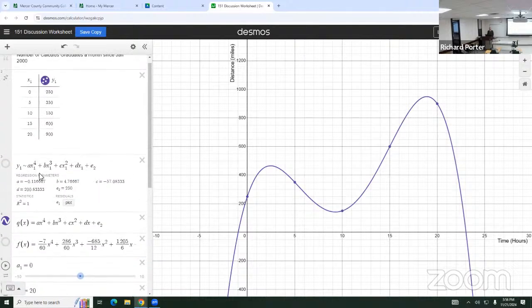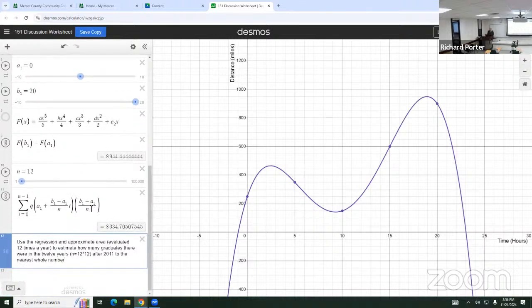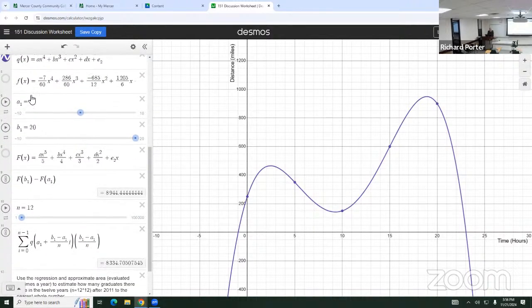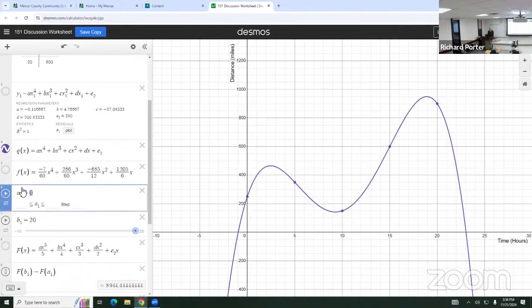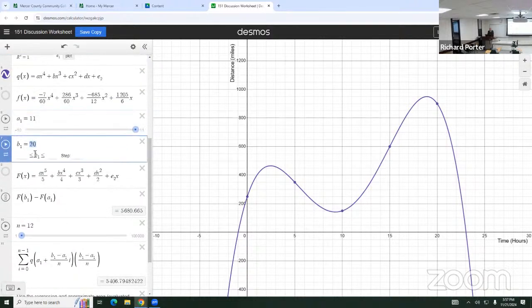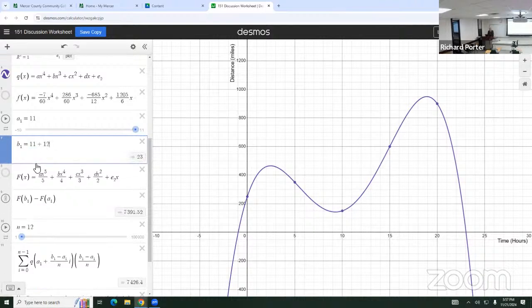Use the regression, got the regression, there it is. Picture of it is beautiful, bless you. They want to go from how many graduates there are in 12 years after 2011. So 2011 would mean, according to this, the year after 2000 is 0. So 2011 would be what number? It would be 11. So I'll start at 11. And I'm going to end at 12 years later, which would be what? 23. Here we go, 23. So I want that area.